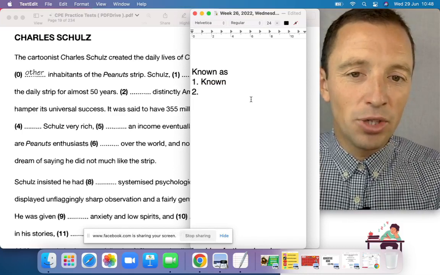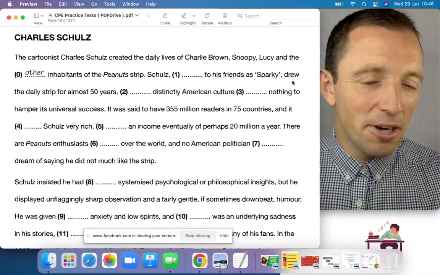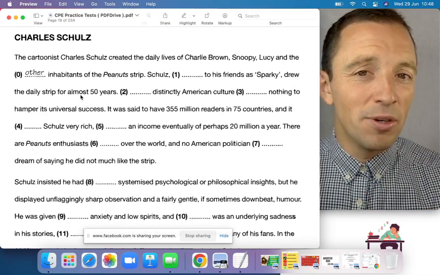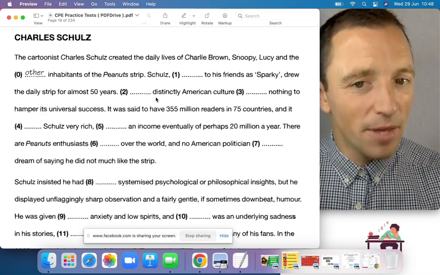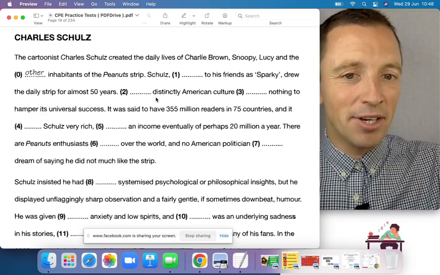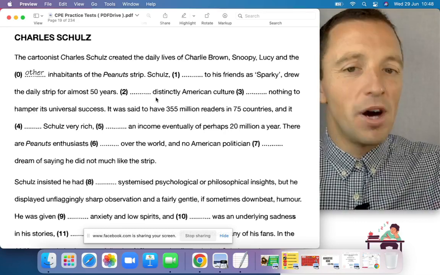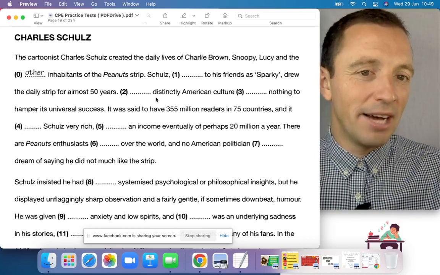Okay, number two, let's look at this. "Drew". This is an irregular verb, draw, drew, the daily strip for almost 50 years. Now, this is difficult for me. I'm a little stuck here. Distinctively American culture. Okay, so I think I have the answer.